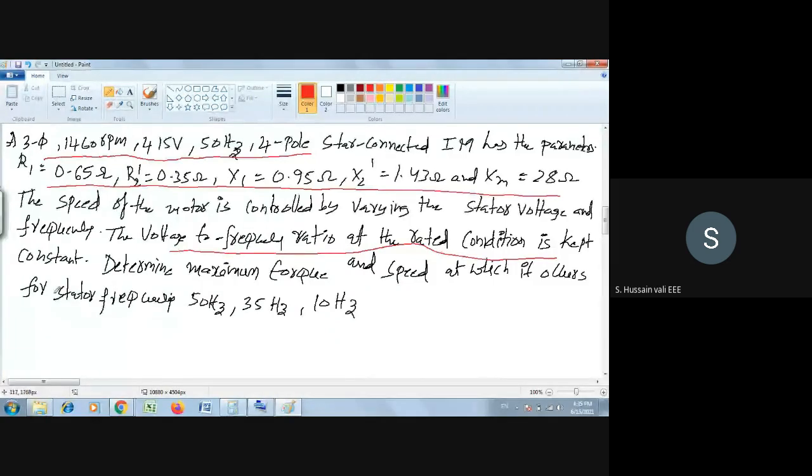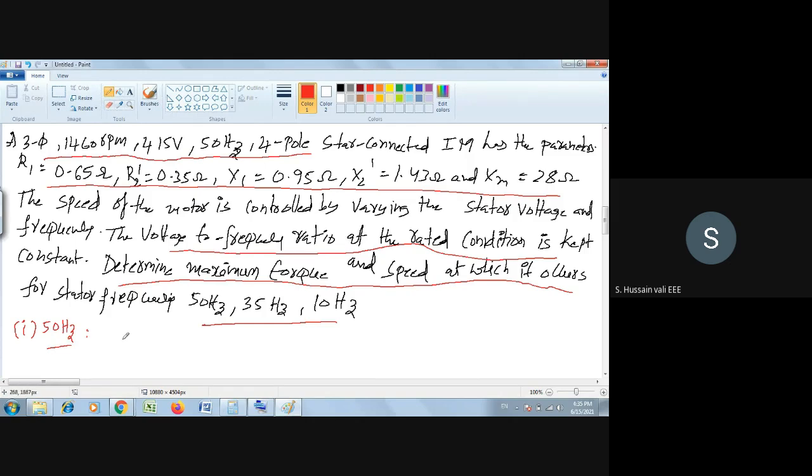So then determine the maximum torque and the speed at which it occurs. You have to find out the maximum torque and also the speed at which the maximum torque occurs for the stator frequencies. So three frequencies he has given, and for every frequency we have to solve the problem. First we will take 50 Hz.